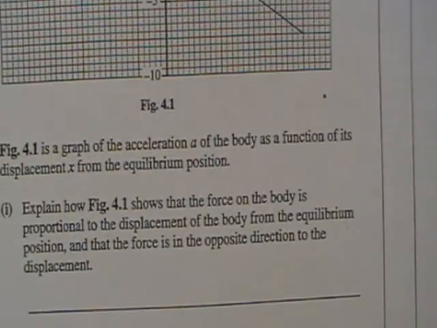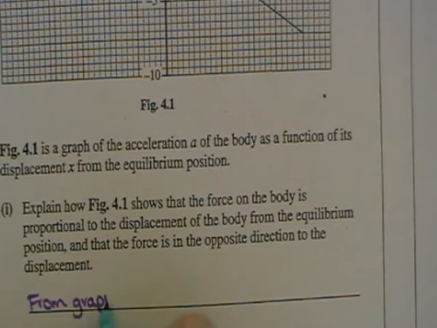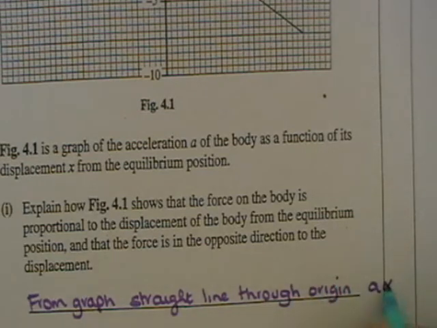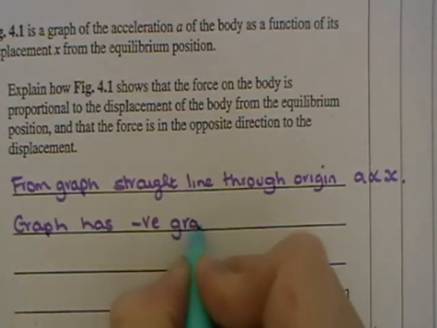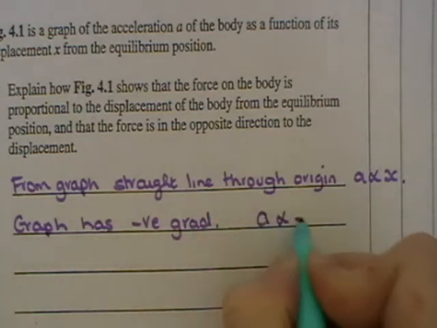Explain how figure 4.1 shows the force on the body is proportional to the displacement of the body from the equilibrium position and that the force is in the opposite direction. So we can tell from the graph, a straight line through the origin, that a is proportional to x. And the graph also has a negative gradient. Therefore, a is proportional to minus x.